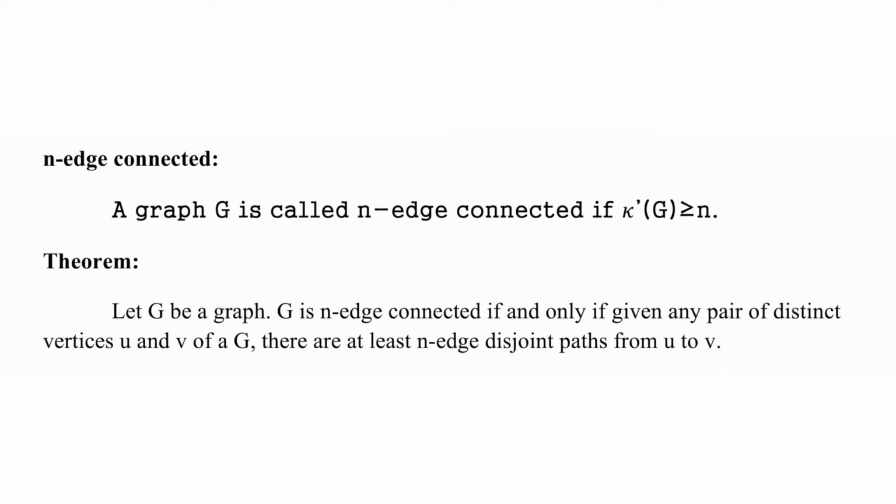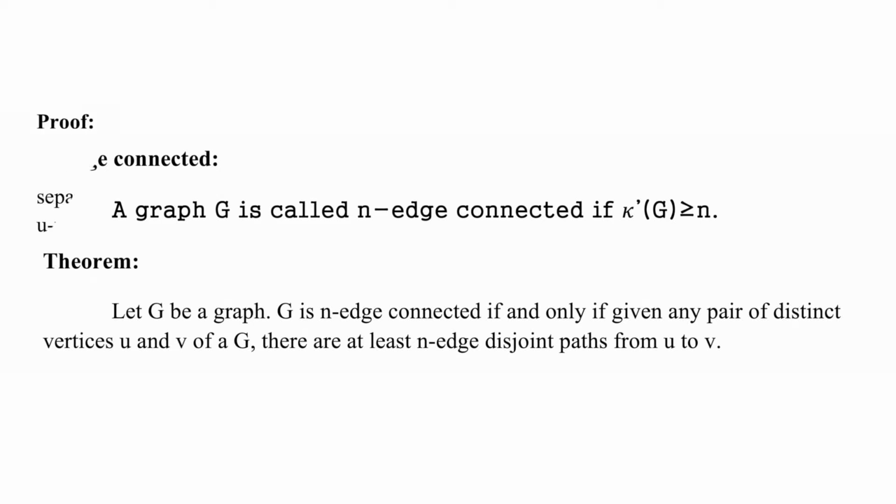Let us see a theorem now. The statement is: Let G be a graph. G is n-edge connected if and only if, given any pair of distinct vertices u and v of G, there are at least n edge disjoint paths from u to v.